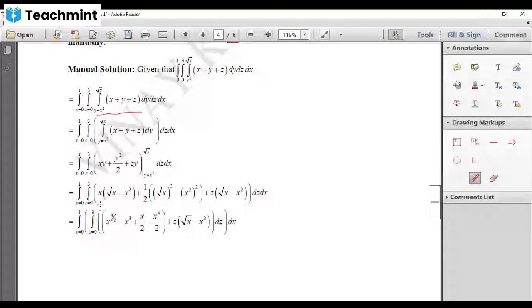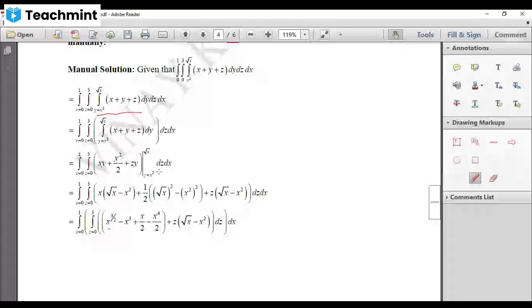Now you multiply this x with this. Root x means x to the power of half. x into x to the power of half is x to the power of 3 by 2. x into x square is x cube, right? Now root x whole square, the square root and the square get cancelled. Simply you will get x. x into half is x by 2, minus x square whole square is x to the power of 4 by 2. I made this one as one term, plus z into this.